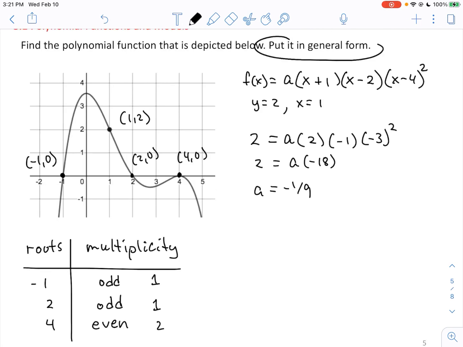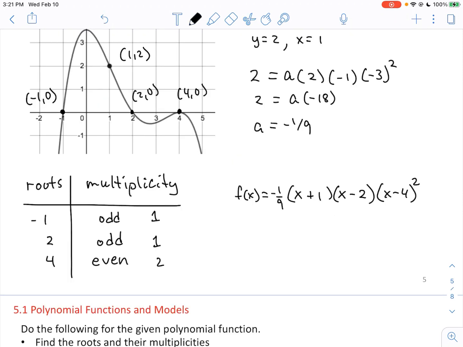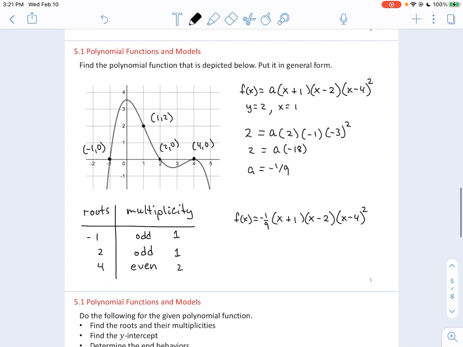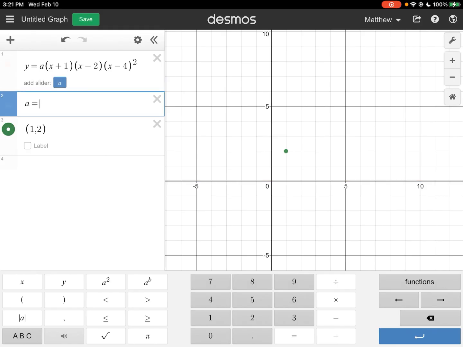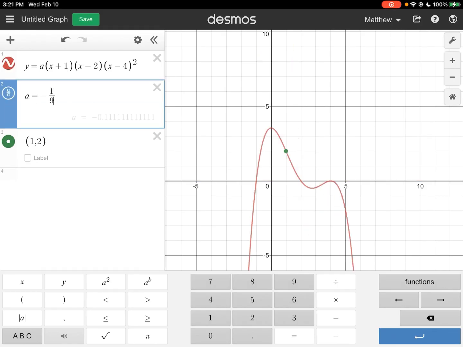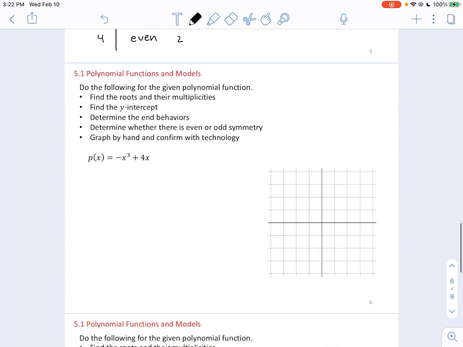Now our instructions say here to put this in general form. For time's sake, I'm not going to do that. What that would mean is you would just have to multiply all this out. I will put my answer, and we put the negative 1/9 in front of that, and this is the polynomial that produces the shape that we see here. Let's verify it with the technology. So I'm just going to type in the fraction negative 1/9, and there it is. Let's move on to the next one.